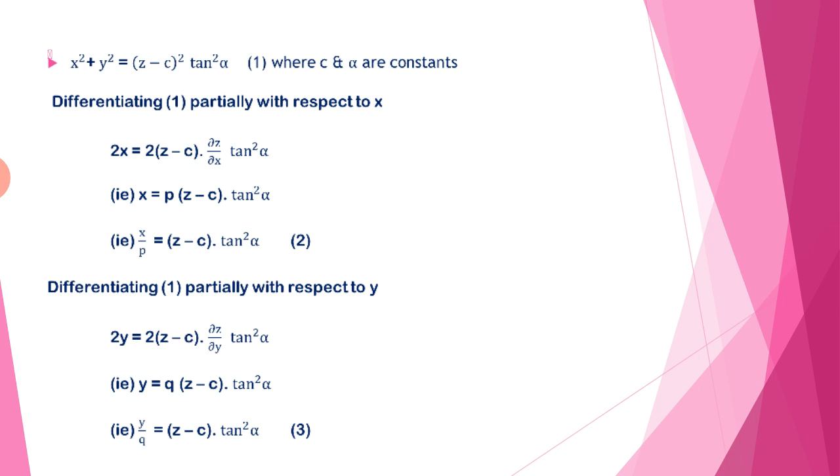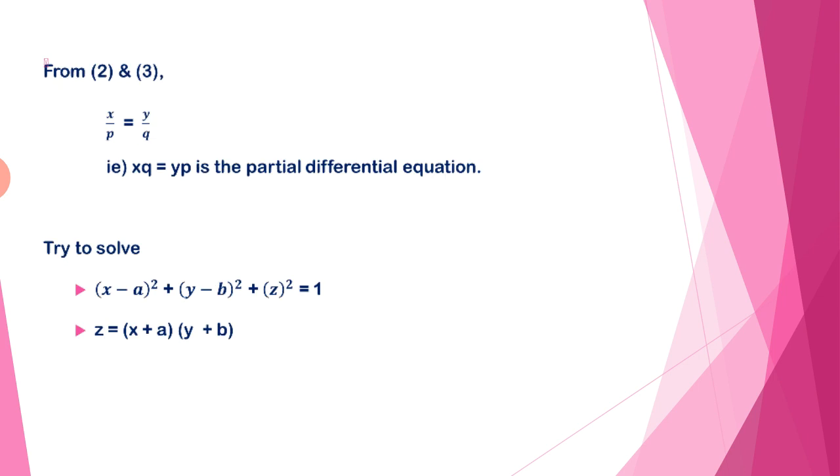Equation 2. Differentiating 1 partially with respect to y, we get 2y = 2(z − c) ∂z/∂y tan²α. This implies y = q(z − c) tan²α. This implies y/q = (z − c) tan²α. From 2 and 3, we get x/p = y/q. This implies q x = y p is the required partial differential equation. Try to solve the problems (x − a)² + (y − b)² + z² = 1 and z = (x + a)(y + b).